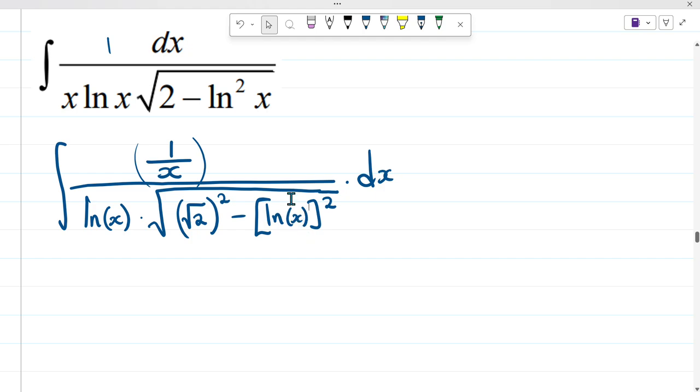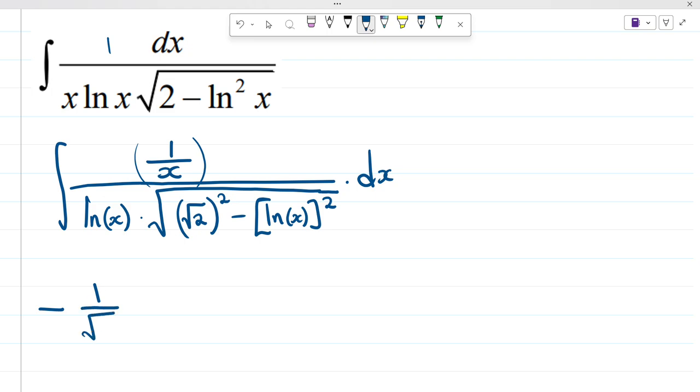So when I differentiate ln of x, what do I get? I get 1 over x, which is already what I have there on my numerator. You understand? So I then go to my answer. I conclude that the answer for this question is just going to be negative 1 over a. My a is what? It's square root of 2.